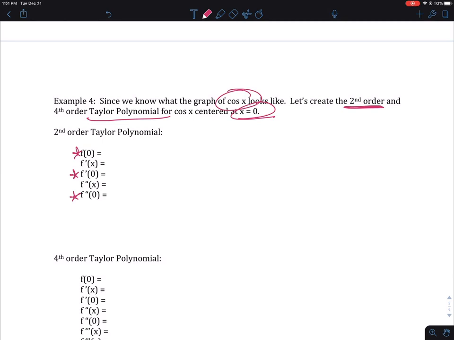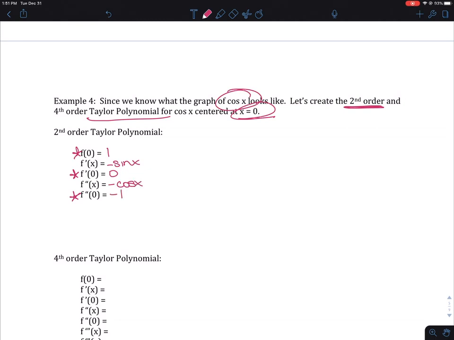Okay, so second order, I need f of 0. So cosine of 0 is 1. And then I need the derivative at 0. Well, if I need the derivative at 0, then I also need the derivative. So this is negative sine of x. So negative sine of 0 is 0. f double prime is negative cosine of x. So negative cosine of 0 is negative 1.